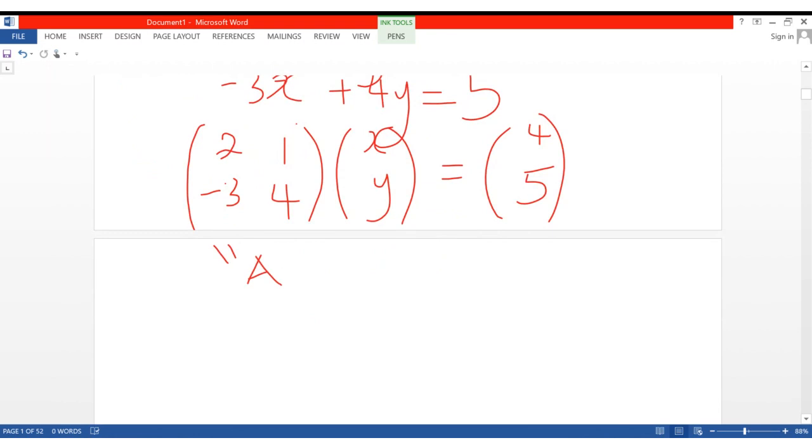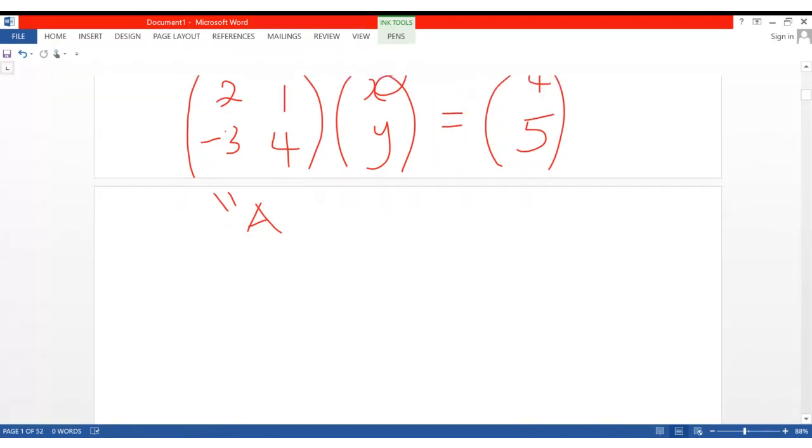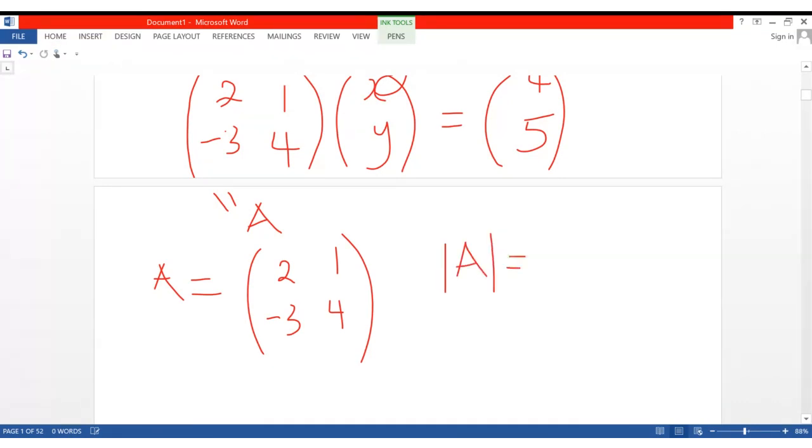So my main task is to get the inverse of A. A is given by 2, 1, negative 3, 4. But for me to get the inverse, I need the determinant. We have done this one before. So we'll have 2 times 4 minus negative 3 times 1. If I do this, I'm getting 8 plus 3, which is 11, because a negative times a negative is positive. So that is the determinant.